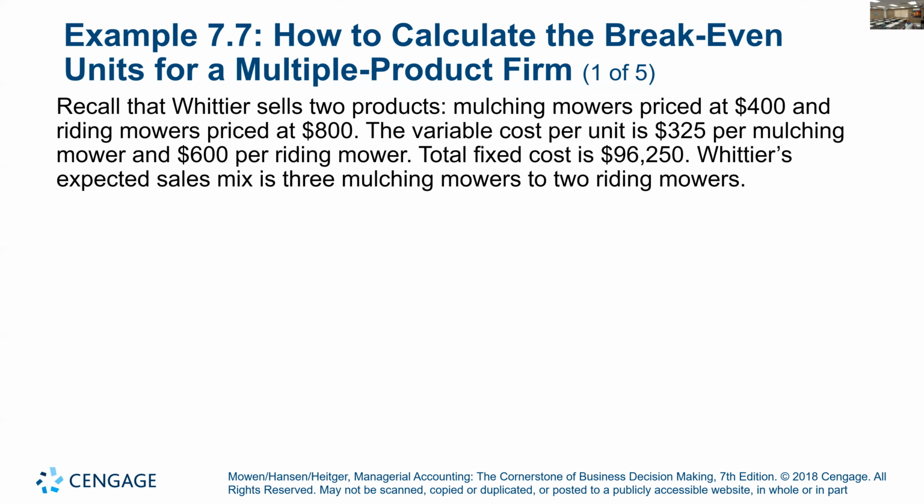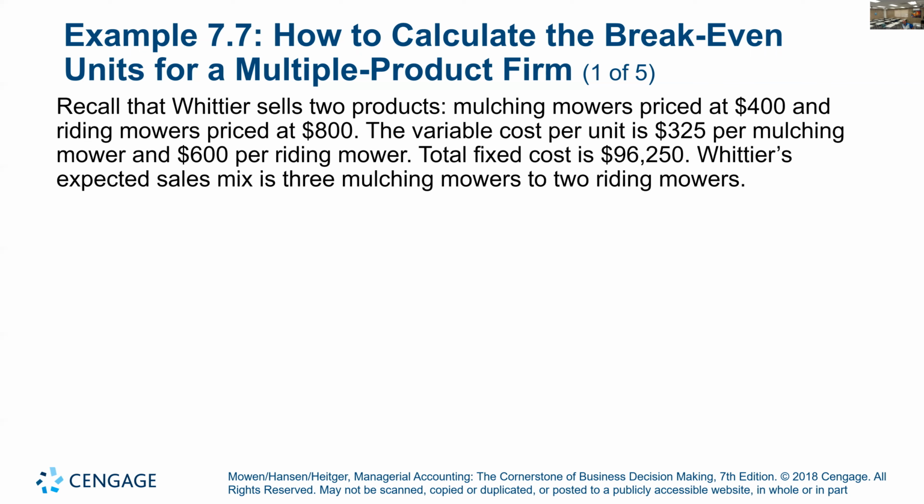Here, we sell 3 mulching mowers for every 2 riding mowers we sell. Another way to express this is we sell 60% mulching mowers and 40% riding mowers. That is a 3-to-2 sales mix. The first example I gave you, where it was 7-to-3, that's a 70 to 30% sales mix. So that is the first thing we need to do.